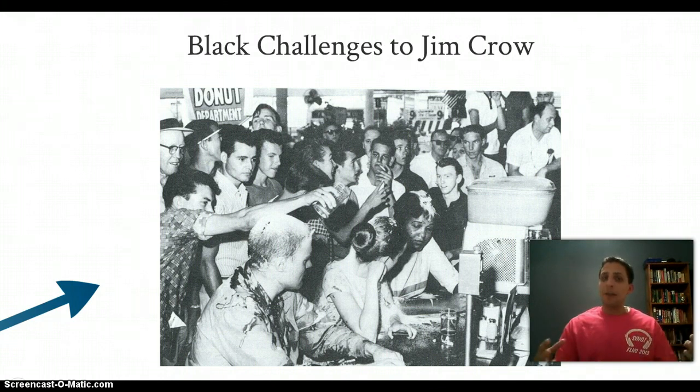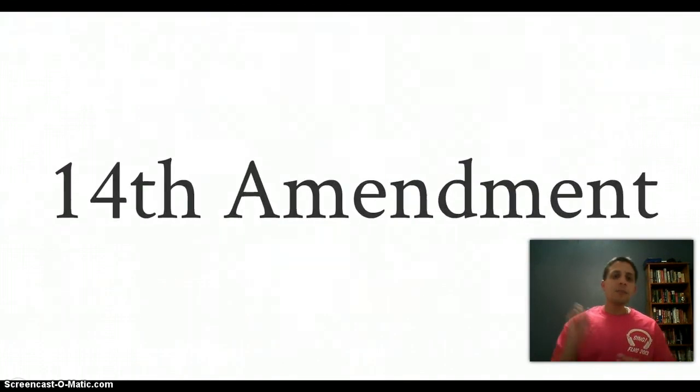The first wave happens right in this post-Reconstruction period with the newly freed men who are not willing to accept a subservient role in American society. And so they base their claims off of the 14th Amendment, and specifically the equal protection clause, which is the first clause in the 14th Amendment.